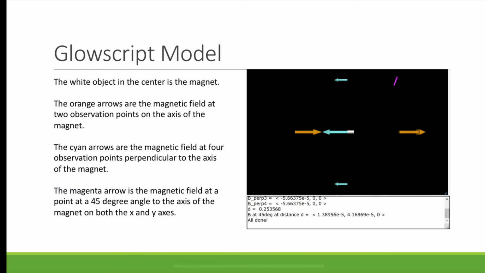Okay, so here is my GlowScript model. It shows the magnetic field at different points. The orange ones represent the fields on axis. The cyan ones are at points perpendicular to the axis. And the magenta one is at a 45-degree angle on the X and the Y, which is why it looks kind of far off and smaller in this one. And my link to my GlowScript model is in the description.